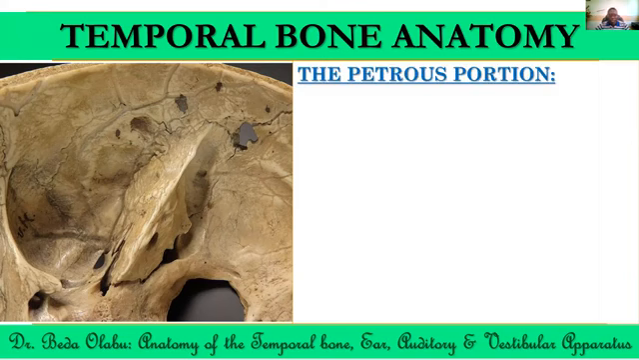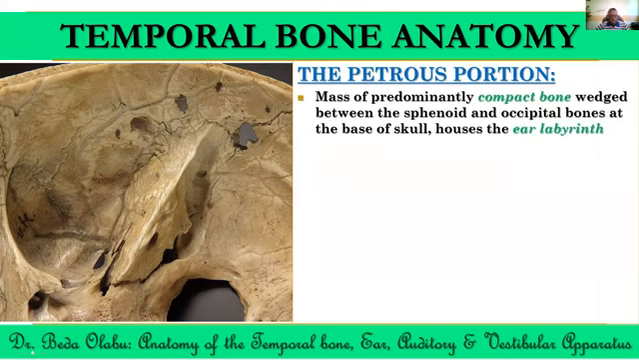The petrous portion of the temporal bone is predominantly compact, very heavy bone. It's a wedge-shaped bone interposed between the sphenoid anteriorly and the occipital bone posteriorly, and it rests at the base of the skull. This petrous bone houses the different channels within the bone that house the ear. In terms of its orientation, it is inclined slightly superiorly and anteromedially. So from outside going in, you'll go anteriorly, medially, and slightly superiorly.